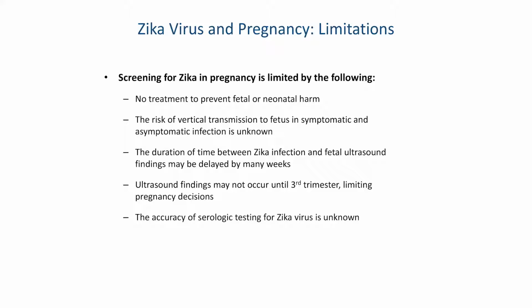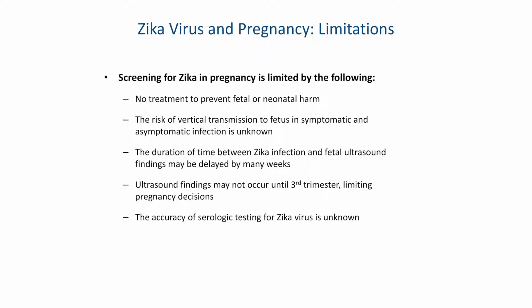So there's some limitations to screening for Zika virus. There's no treatment, so we can screen for it, but we have nothing we can do about it. We don't really know what the exact risk is of vertical transmission. We can't really say what percentage of women with Zika virus will have babies that are affected. We don't really know the time from infection until the time of ultrasound findings. We don't know if it's a couple weeks or sometimes can it be delayed a month or two before we see signs on the ultrasound.